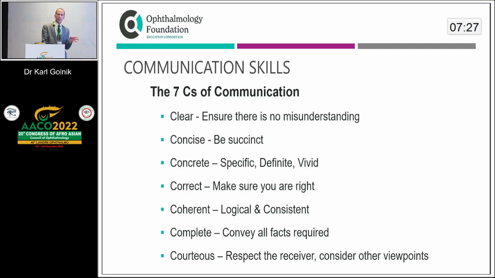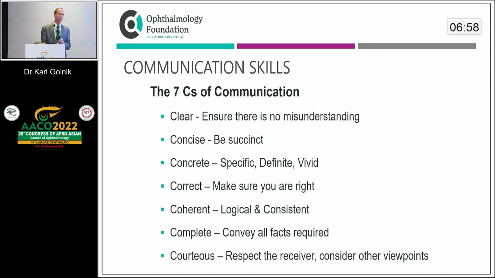As I tell my residents in Journal Club, anybody can summarize an article in 30 minutes. I want you to do it in 3 minutes, but do it well. That's being succinct. Be concrete, meaning be specific, definite, vivid in your descriptions. Make sure that people know what you're describing. You want to be correct. That's being the expert, right? So that helps, but that's only one of the C's, to be correct and be the expert.